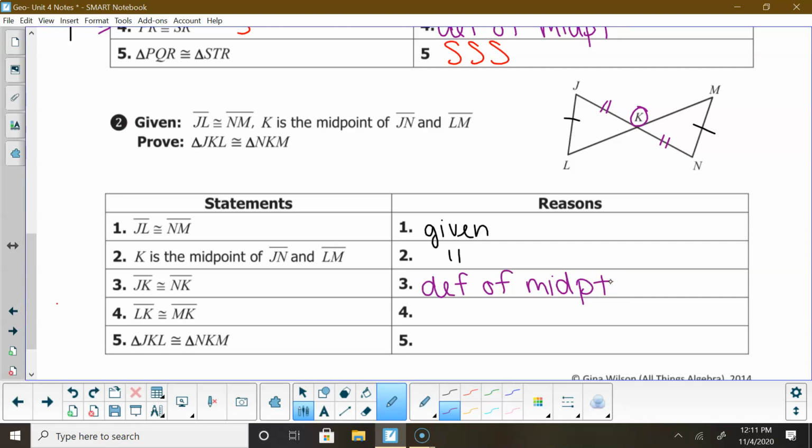Now again, I'm going with LM as my next segment. So I still know that K is the midpoint of segment LM. So what would I write in for my reasoning as to why those are congruent? Same thing. Be lazy. Do your little dashes.